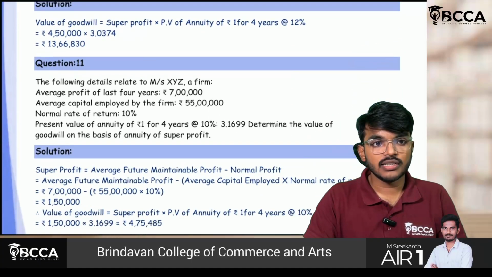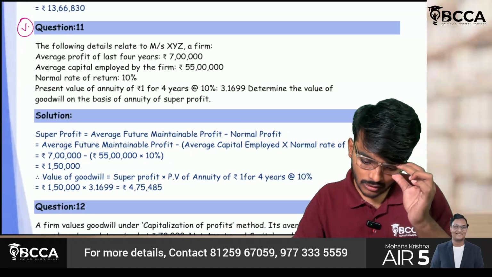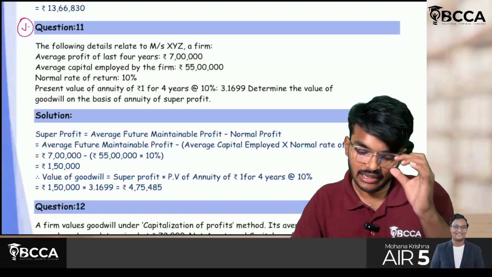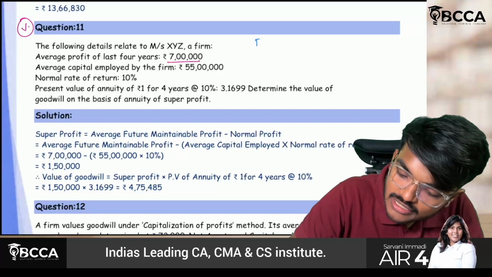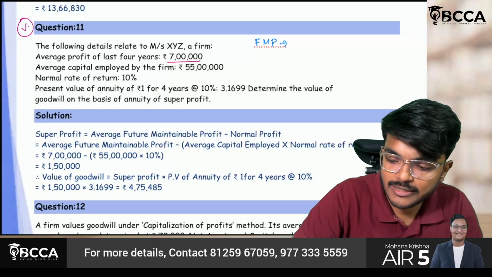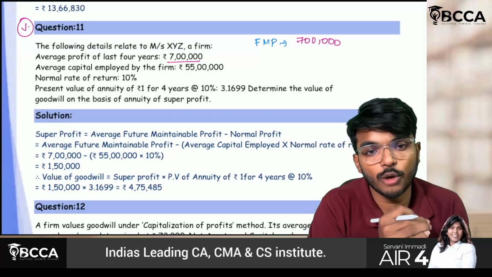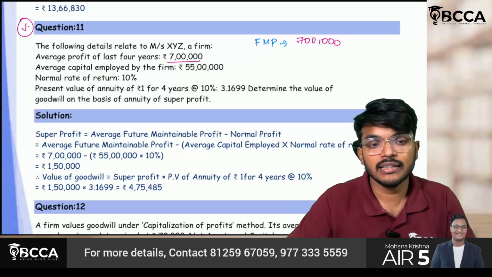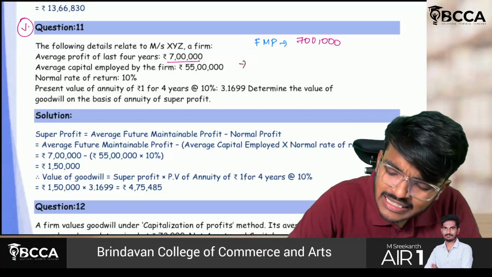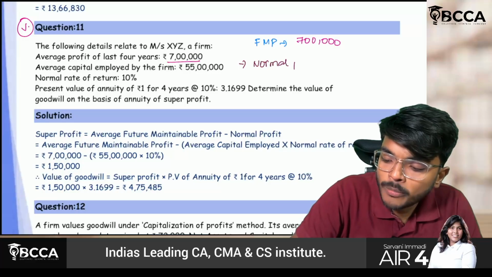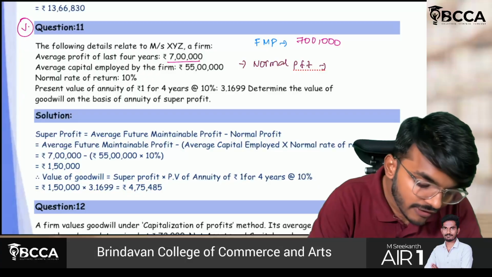Now let us take question number 11. Check this question. This is even simpler. They have given the average profit: the future maintainable profit is 7 lakh rupees. And the average capital employed by the firm is 55 lakh rupees. If you want me to calculate normal profit, it will be 55 lakh into 10 percent.